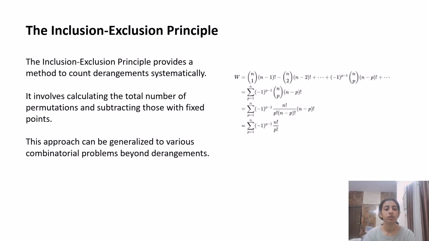Next, we have the inclusion-exclusion principle. The inclusion-exclusion principle provides a method to count derangements systematically. It involves calculating the number of total permutations and subtracting those with fixed points. This approach can be generalized to various combinatorial problems beyond derangements. Here we have an example.